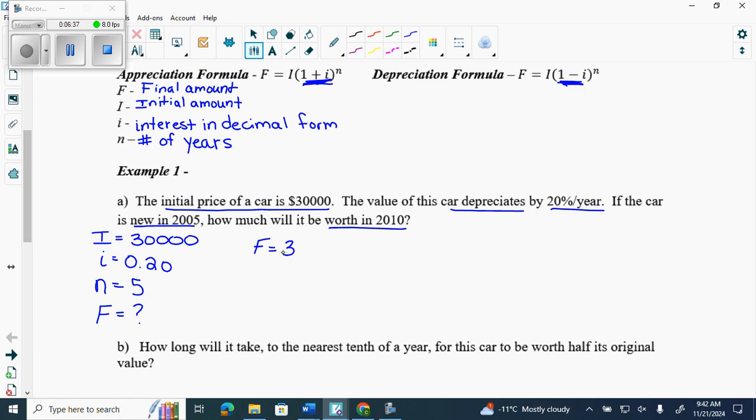So we have initial 30,000 times (1 minus 0.20) to the 5. So we get 30,000 times 0.80 to the 5. Type it in. Go. My goodness. Okay, what is the final amount? $9,830.40.